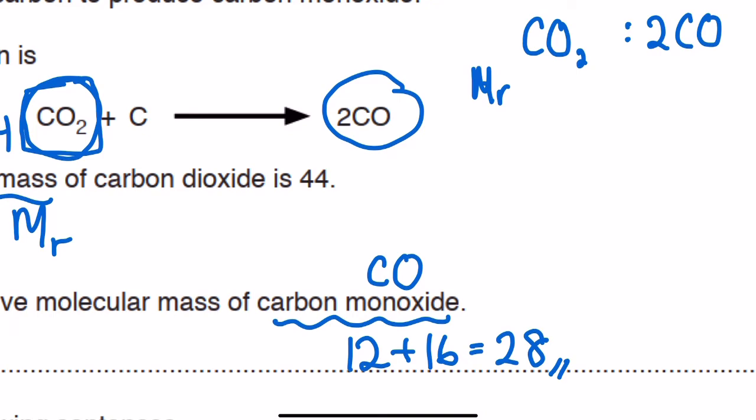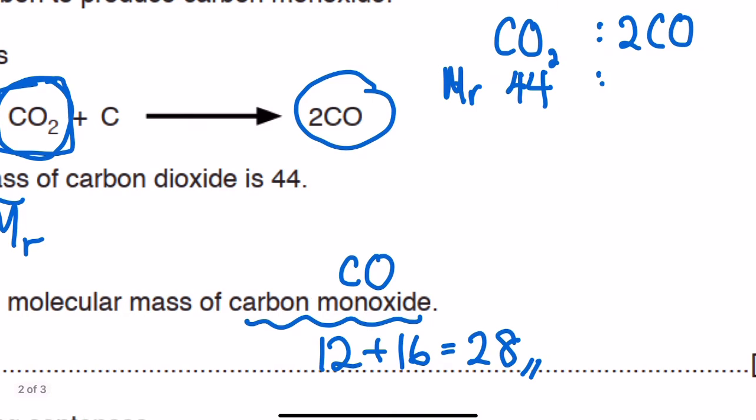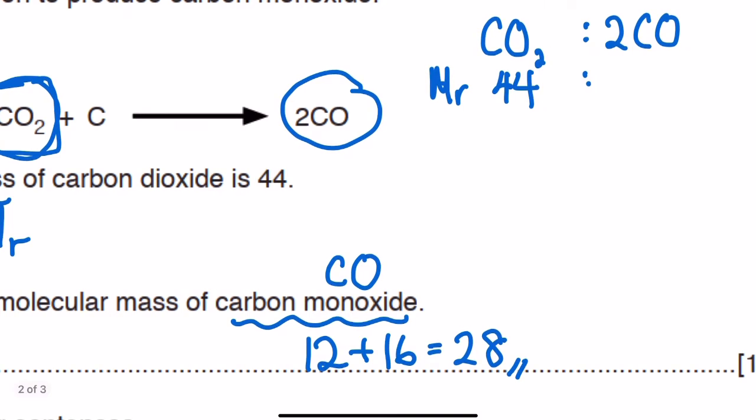So as we know, the Mr for carbon dioxide is 44, right? So what about the relative molecular mass for carbon monoxide? Carbon monoxide we have calculated here earlier, right? It was 28 for one carbon monoxide. Here it is 2 from the equation, so you need to obey. So if 2 carbon monoxide, you need to multiply 28 by 2. So 2 times 28, you get 56.